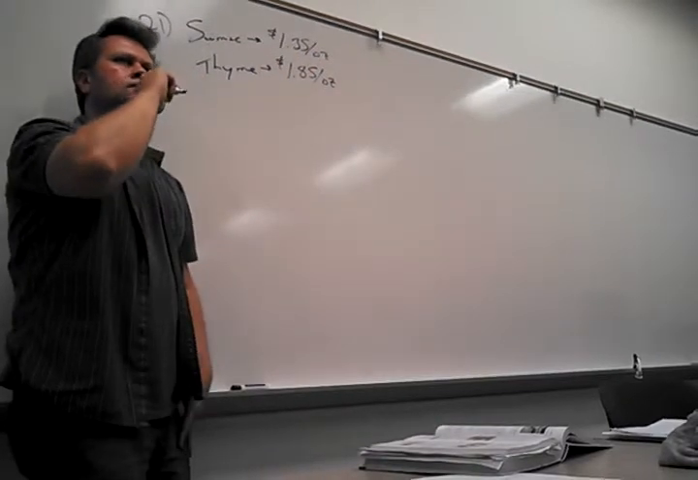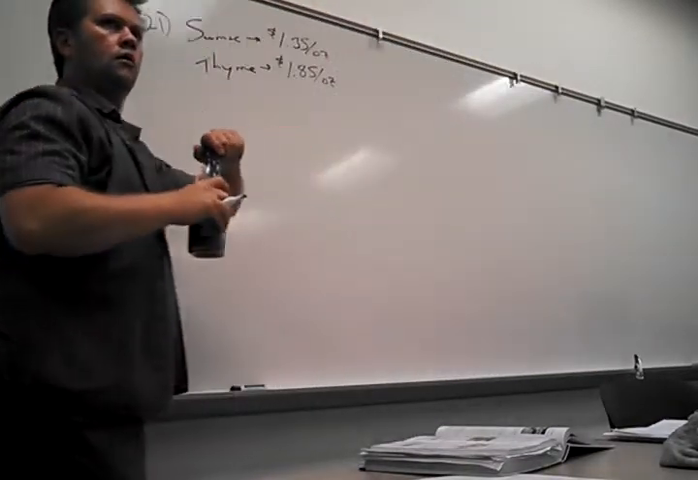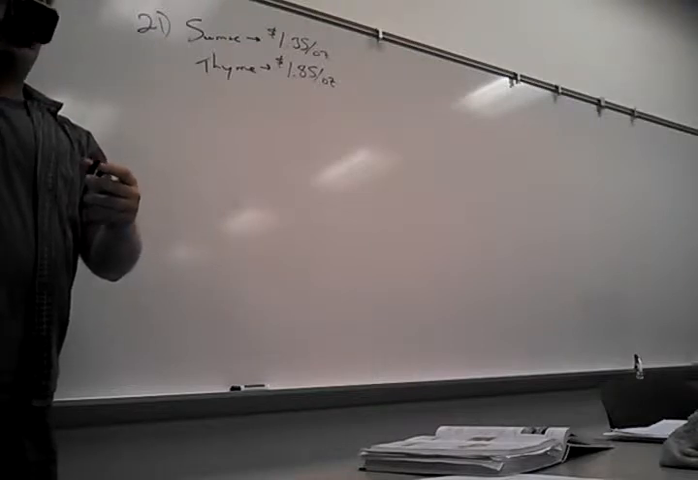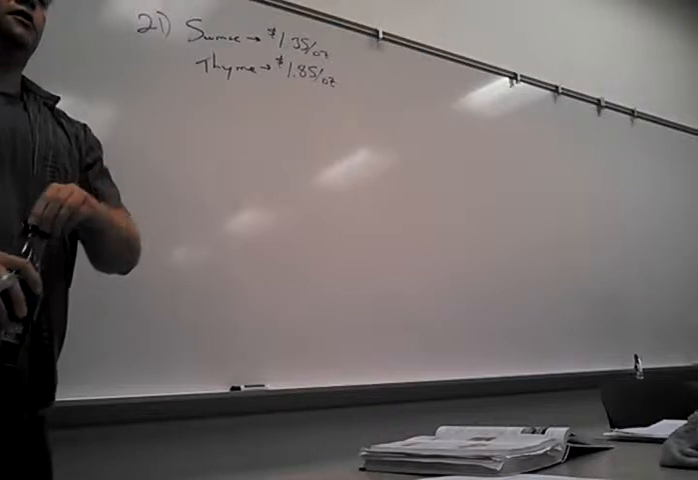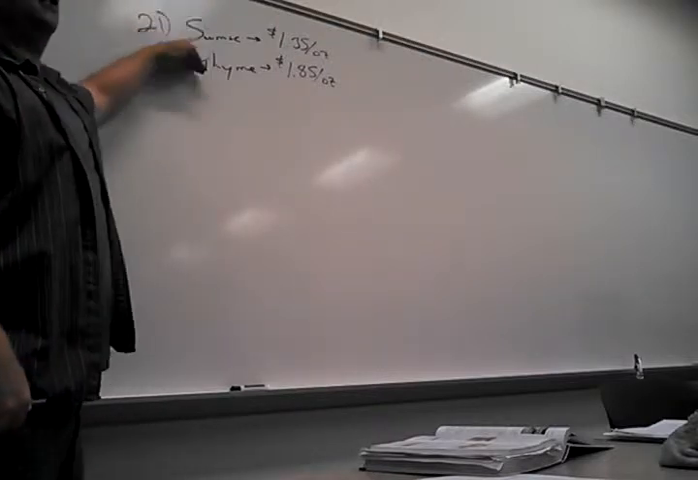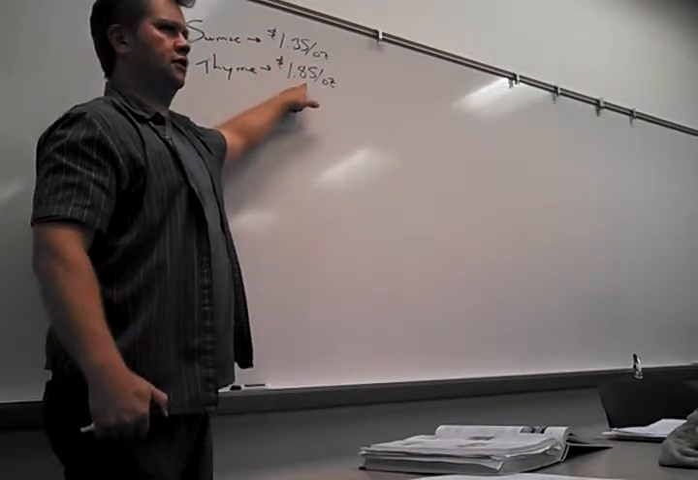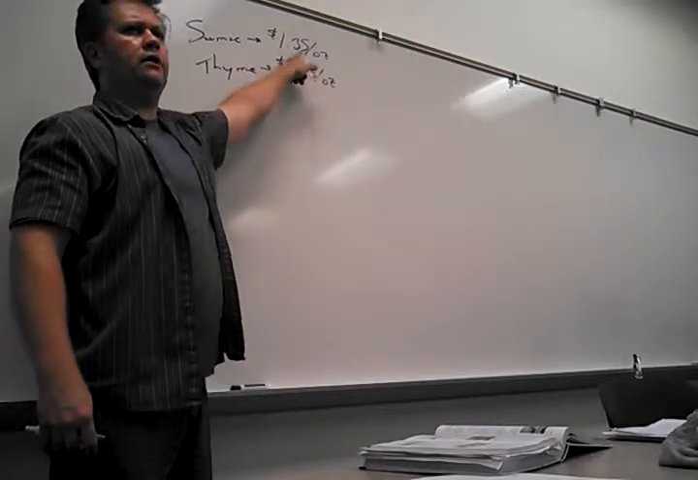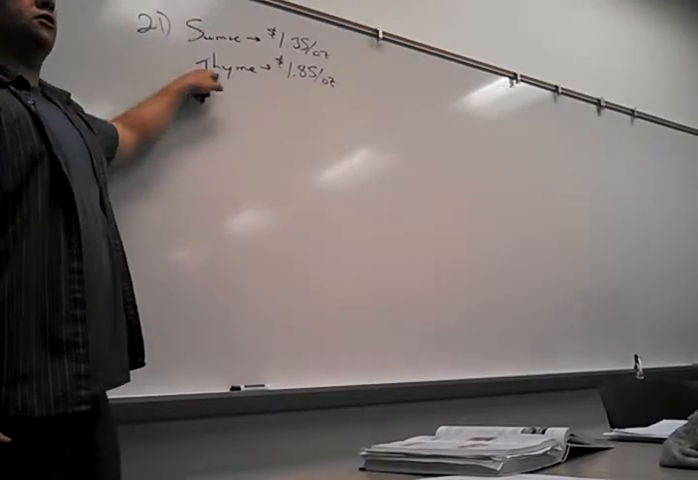Wouldn't you just add them and then divide by 2? Yeah, I love it. It would be great if I want to use the same amount of each, in which case the price would be the average of these. Is the price the average of these, $1.65? Is that right in the middle of these two? No. So I don't have the same amount of each.